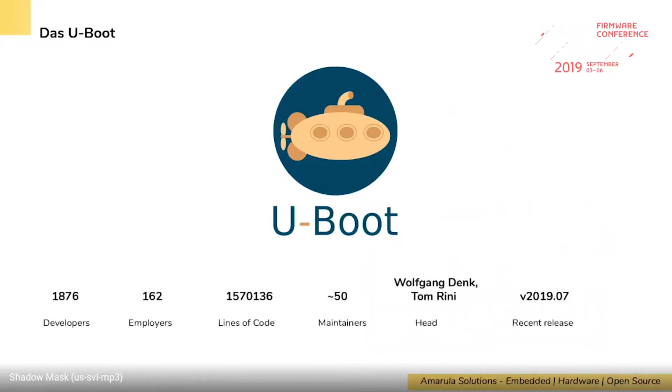This is a typical summary up to the latest version. We have almost 1876 developers, from the beginning of the project to the active members, and we have 162 employers all over the world which sponsor our work. We have 1 million lines of code, in all the programming languages required for U-Boot.